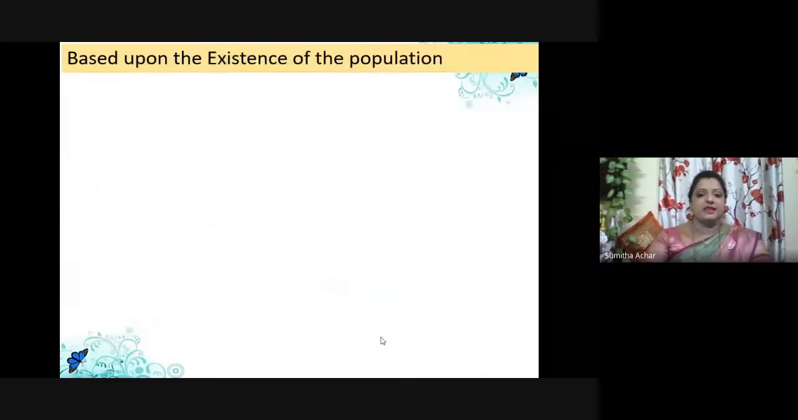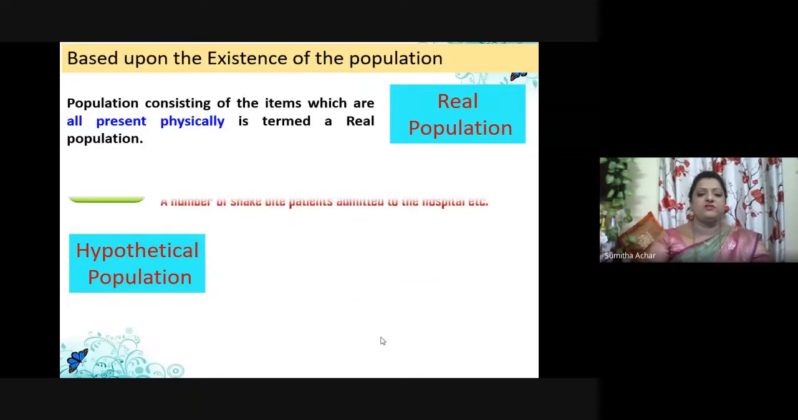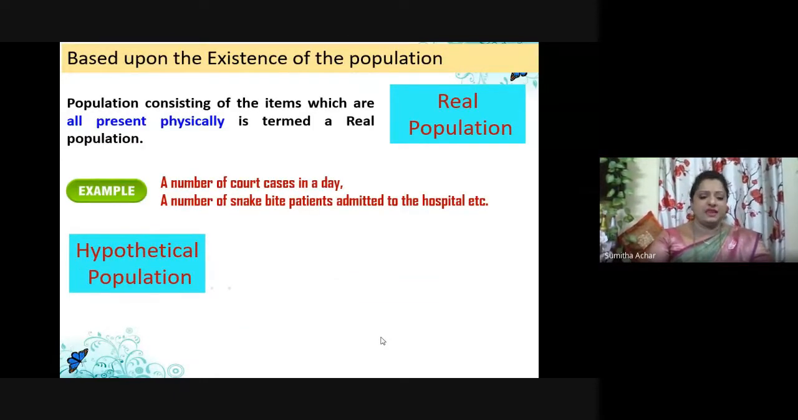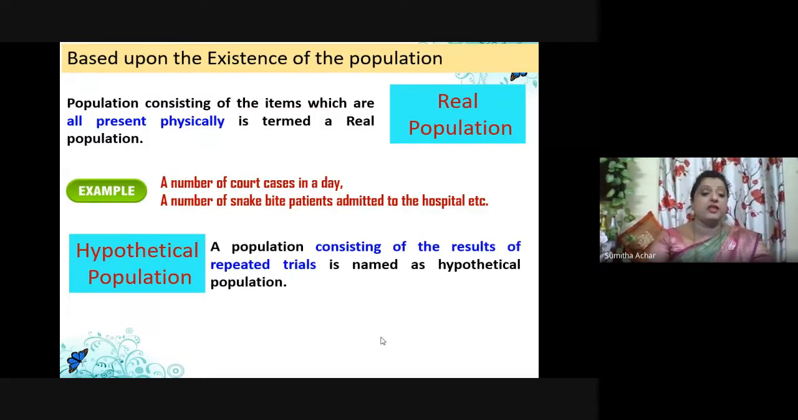Now, based on the existence of a population, we have two other types that can be defined, something called a real population and a hypothetical population. The population consisting of items which are all present physically is called a real population. See, sometimes what happens is the database says something and then the actual is different, right? So if an organization says there are 52 employees in the organization, and all those 52 employees are really present in the organization, then we call such populations real populations, right? So this is exactly what a real population is.